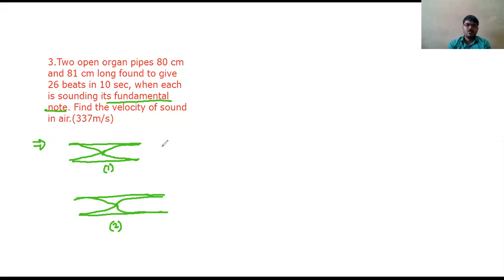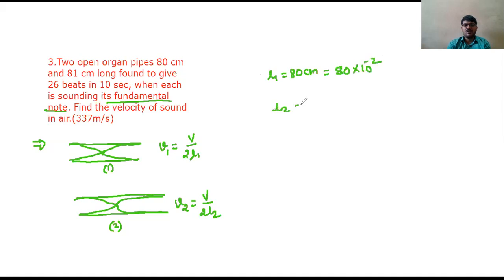Okay. So you know what is the frequency formula? Nu1 is equal to V by 2L1. And for this, nu2 is equal to what? V by 2L2. Here given is what? L1 is equal to 80 centimeter, that is equal to 80 into 10 to the power of minus 2 meter. L2 is equal to how much they have given? 81 centimeter, which is equal to 81 into 10 to the power of minus 2 meter. We have converted this centimeter to meter.